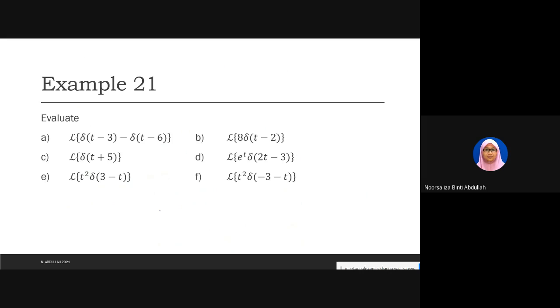Okay, next is this one. Laplace for t squared delta(3 minus t).